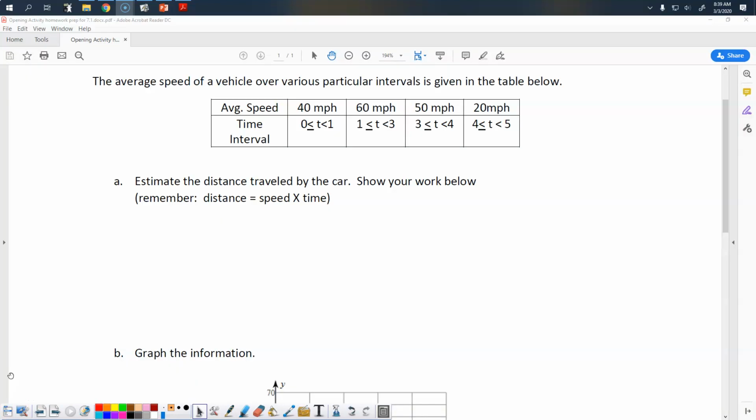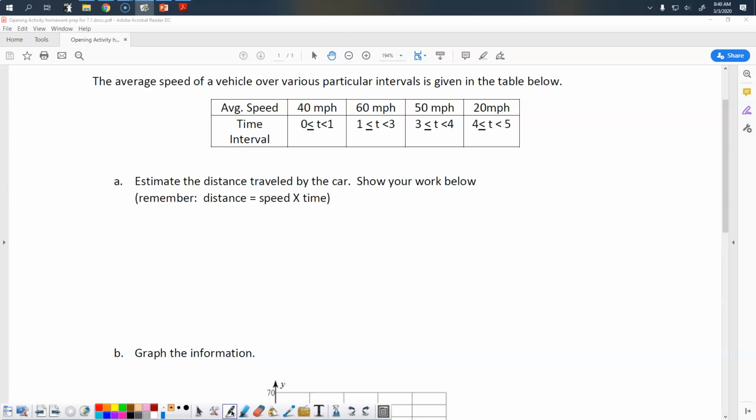This little worksheet was meant to be intuitive, to where you read it, figure things out, and think about it. It's supposed to lead you into what we're talking about today, to give you a foundation based on what you already know for what we're going to be learning. So I give you this little story here about the average speed of a vehicle over various intervals in the given table below. So this guy's been driving for a while.